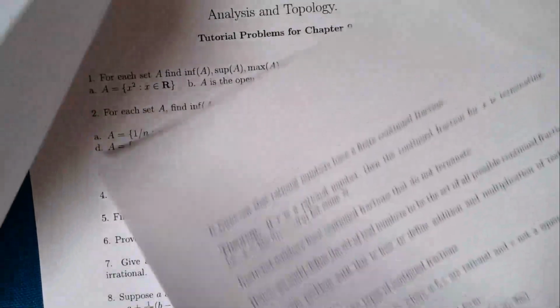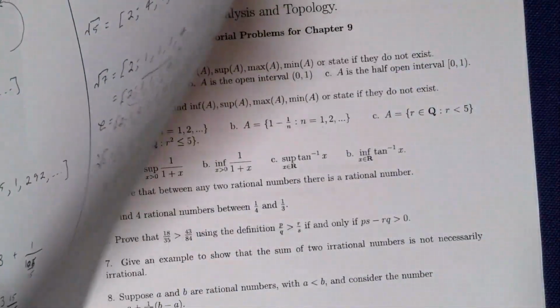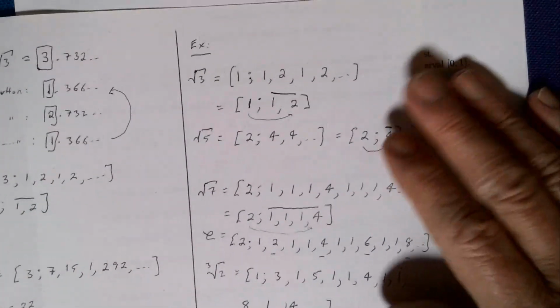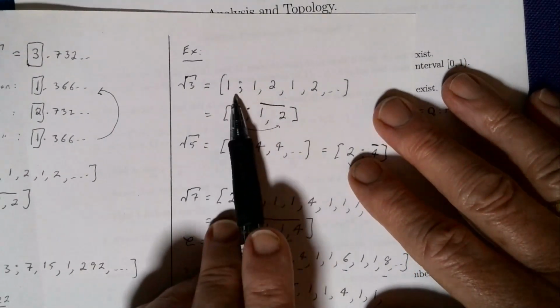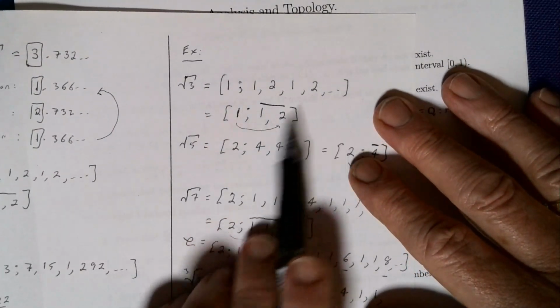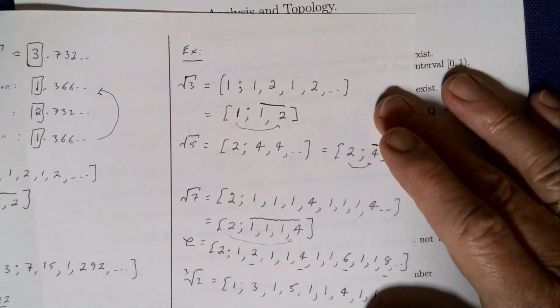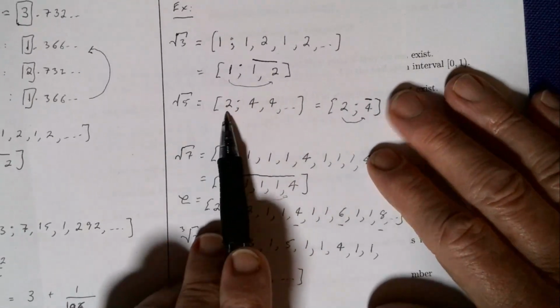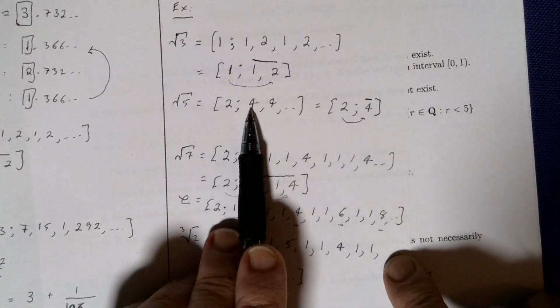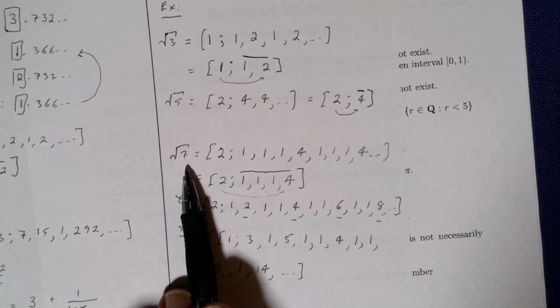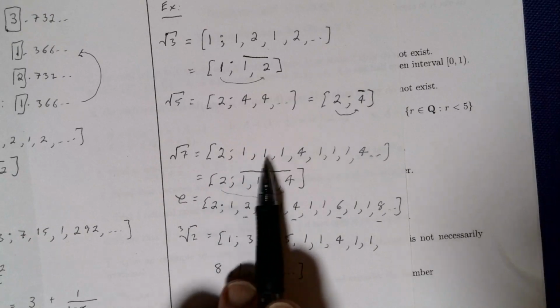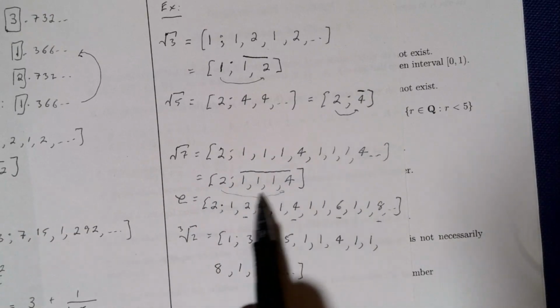Okay. So I put a number of ones for you to have a look at there. So here's some further examples. The square root of 3 turns out to be 1; 1 2 1 2 1 2. We've had a look at that one before. Root 5 turns out to be 2; 4 repeating, so it's that one. Root 7 is more complicated. It's 2, and then you get 1 1 1 4 1 1 1 4.